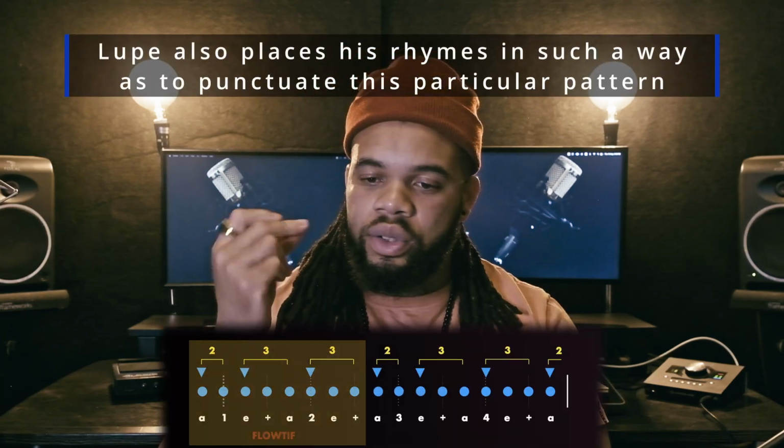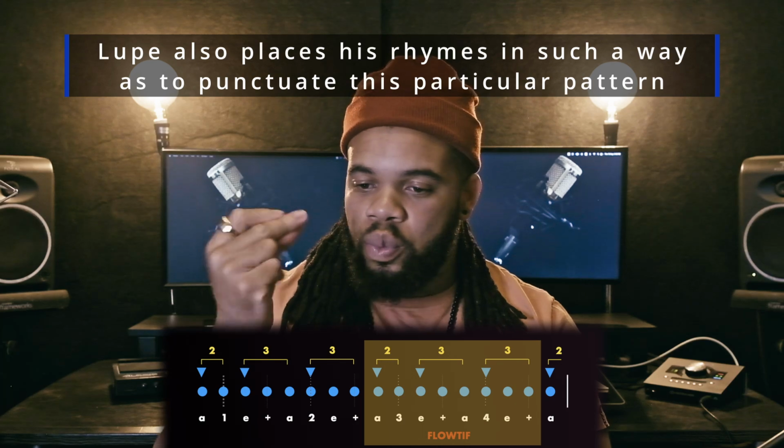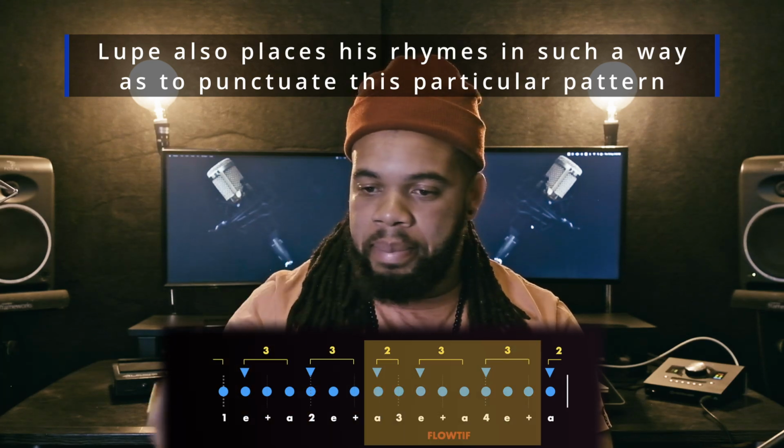There are a couple of Flowtifs I have identified in the song, but one that sticks out to me is an emphasis pattern of 2-3-3 placed against the beat like this. 1 2, 1 2 3, 1 2 3, 1 2, 1 2 3, 1 2 3, bop bop bop.